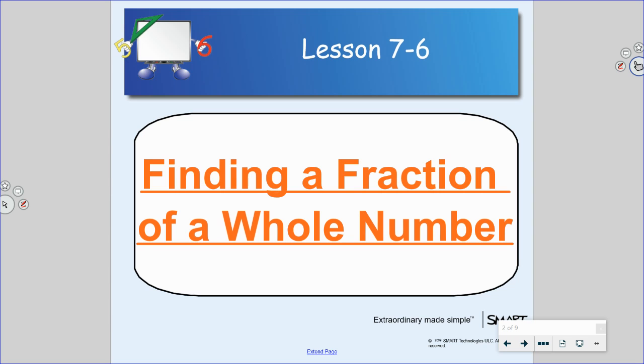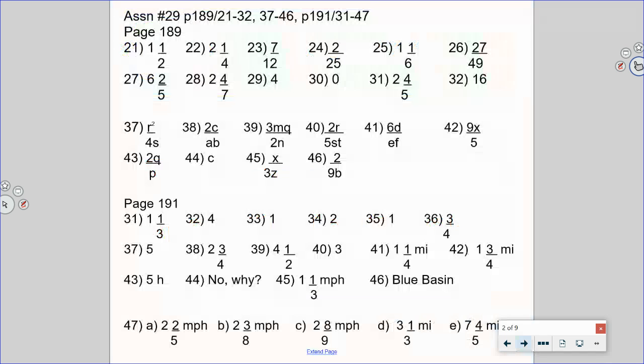Finding a fraction of a whole number, Chapter 7, Lesson 6. Let's get going. Pause for a second, take a look at your answers, please. Come on back when you are ready.